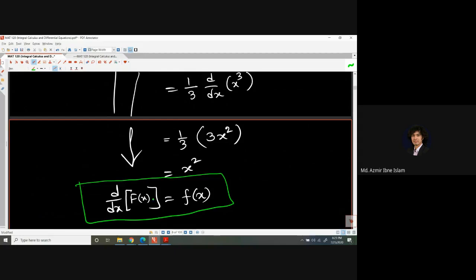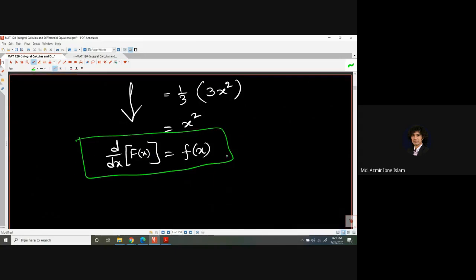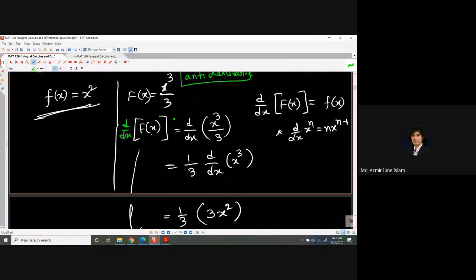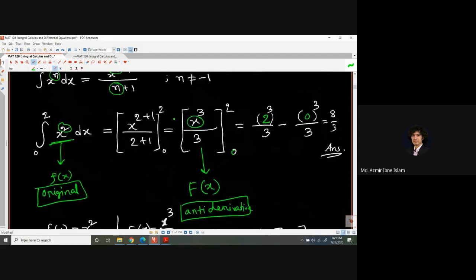That means if we differentiate the antiderivative, we will get the main function back, and if we integrate this function, we will get this one. That's why integration and differentiation are opposite, just like addition and subtraction, multiplication and division. You can think like that. Now let's have a look at the geometrical concept.